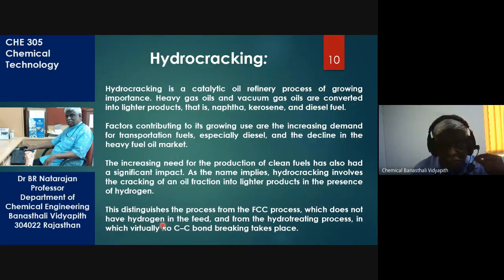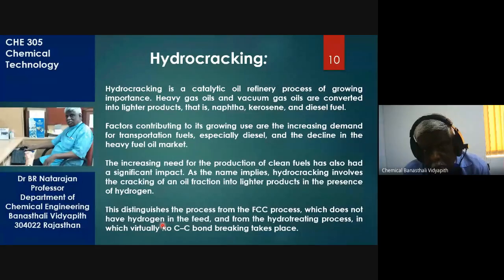Then comes hydrocracking. You already know that hydrocracking is the same as cracking or fluidized catalytic cracking you have studied, except that we do the cracking in the presence of hydrogen. That's all. What is the objective? When I do only cracking, I may be producing some unsaturated compounds and aromatics. But when I do hydrocracking, there will be no unsaturation, because any ethylene, propylene formed in cracking will get saturated by the hydrogen present, and any aromatics will also get hydrogenated, so my output will be saturated product, no unsaturation at all.